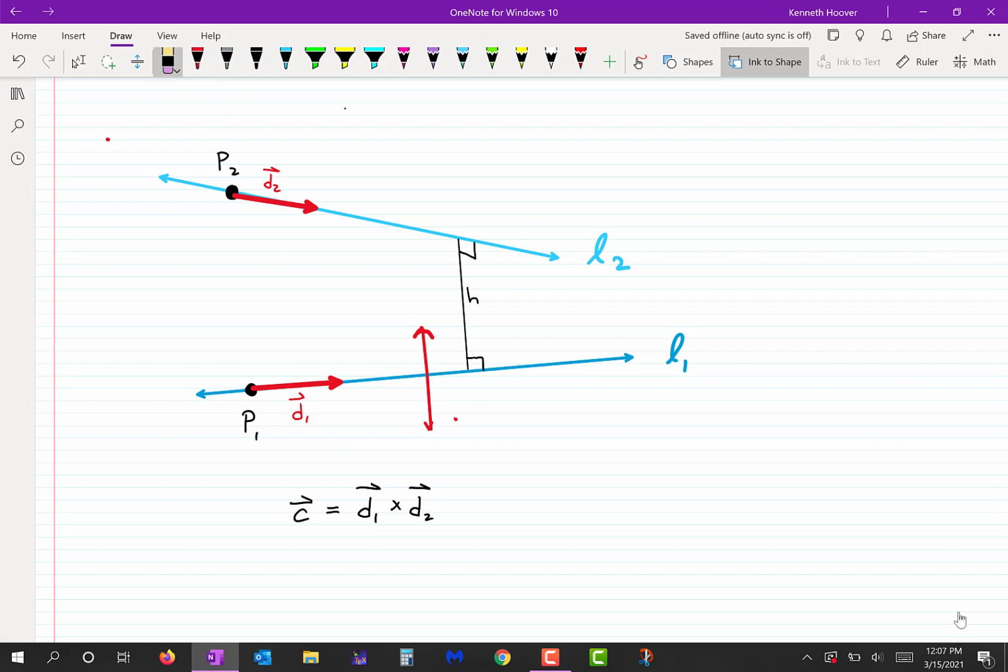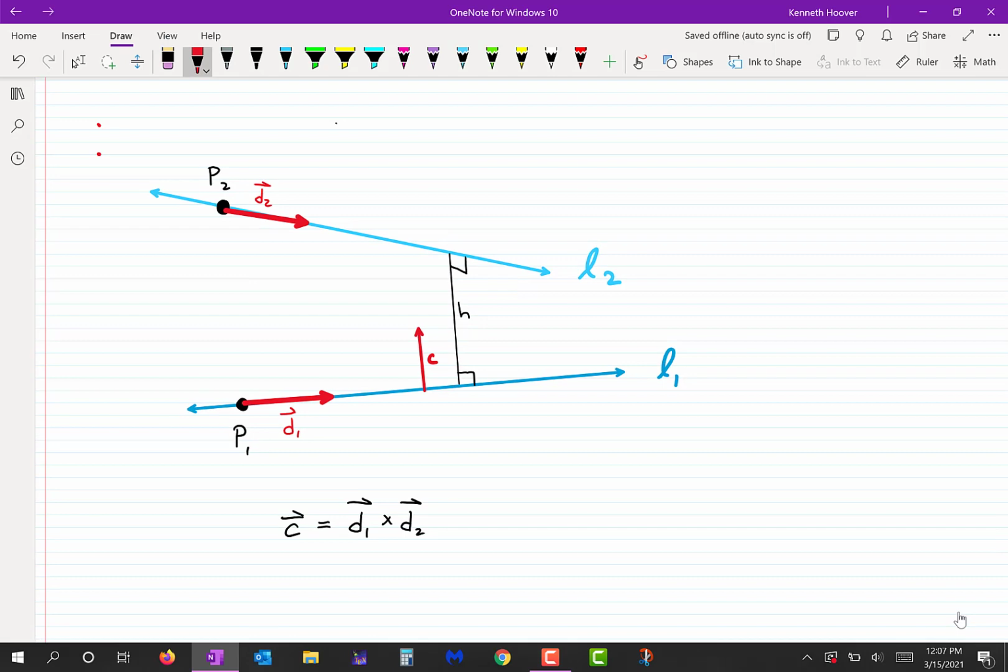So I'll draw it like this. But if it pointed the other direction, exactly opposite, that would be fine as well. That doesn't matter. The only thing that's important is that it's orthogonal to both of the direction vectors. Okay?